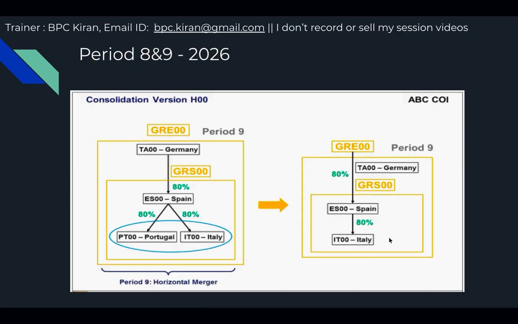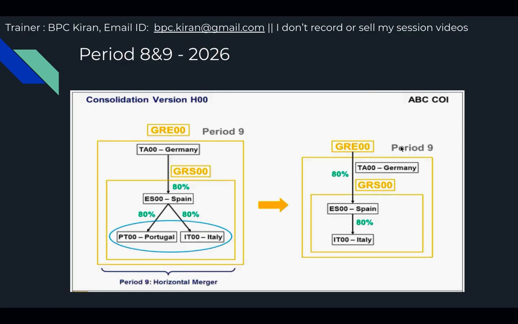And there are some other things. So horizontal merger and vertical merger. Horizontal merger, we are going to discuss the way it is configured. Horizontal merger or vertical merger, the way it's configured is the same. In this scenario we are discussing, I took the example data for period 8 and period 9, 2026 only. So here what the merger is: Portugal is there in the GRS 00, Italy is there. Both are merged, horizontal merger. This horizontal merger or vertical merger is only possible with activity-based consolidation of investments. It's not possible with the rule-based approach.